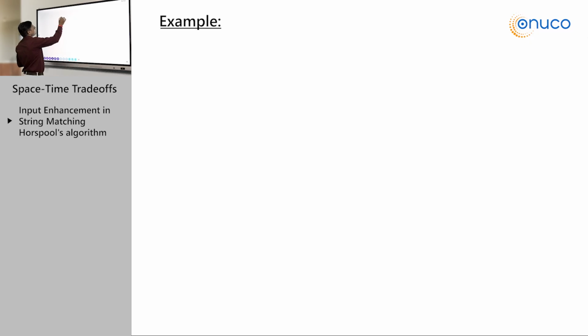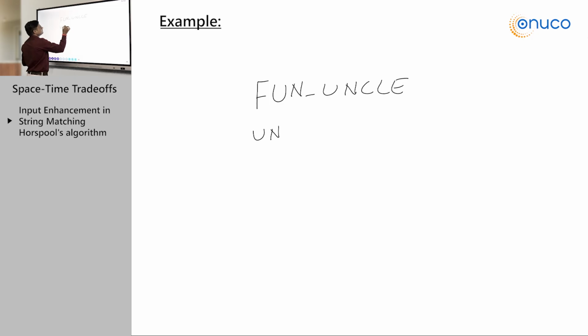Say another example. Say we have a text and we are going to search for UNCLE. It is a simple example. What is happening here? U and A. Is it matching? Not matching. So what is our concept? Is there any U present in this? Yes. And what is the shifting value? See here 0, 1, 2, 3, 4. It means our length is 5.